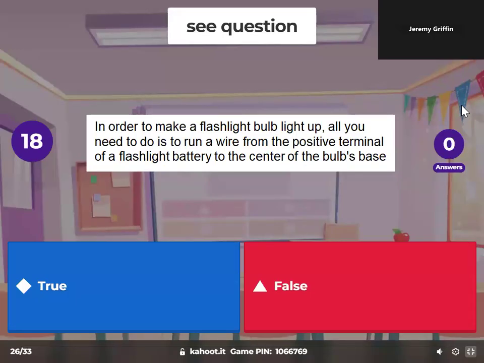In order to make a flashlight bulb light up, all you need to do is run a wire from the positive terminal of the battery to the center of the bulb's base. True or false?